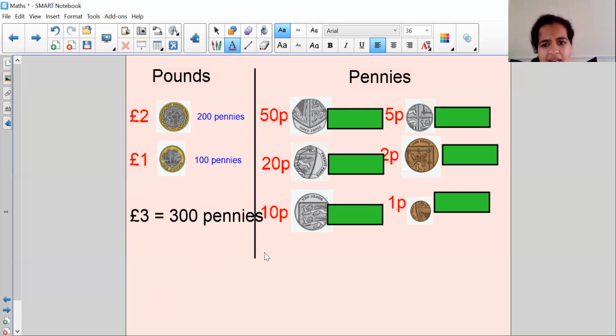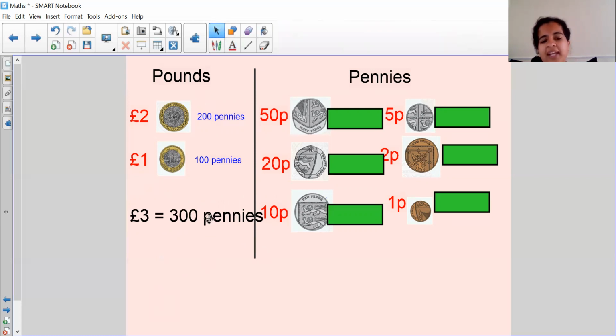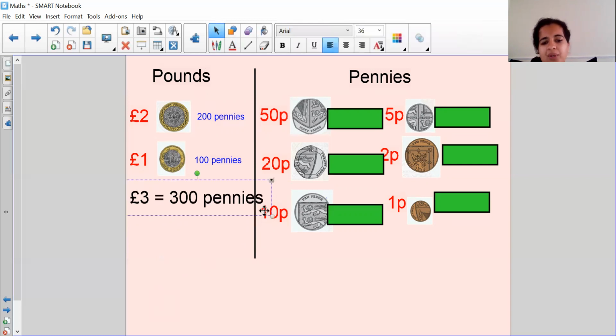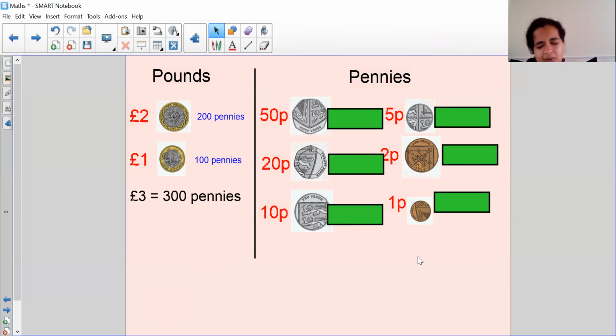Okay. But I know we're not going to walk around with 300 pennies in our pocket. That would be way too heavy, and we would not have enough room in our pocket to carry around 300 of these 1p coins. Which is why we would rather carry around our pound coins. So a £2 and a £1 gives us £3. 200 and 100 gives us 300.